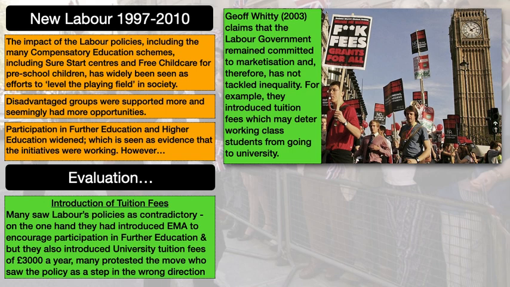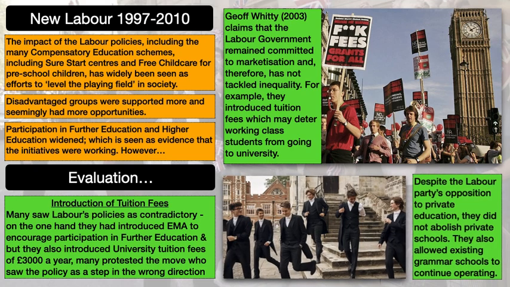Jeff Whitty in 2003 claims that the Labour government remained committed to marketisation and those neoliberal new right policies, and therefore they did not tackle inequality. For example, by introducing tuition fees, they deterred many working class students from going to university. And despite the Labour Party's opposition to private education, they didn't abolish private schools, and they also allowed existing grammar schools to continue operating, sort of reinforcing that two-tier system that obviously benefited the middle classes.